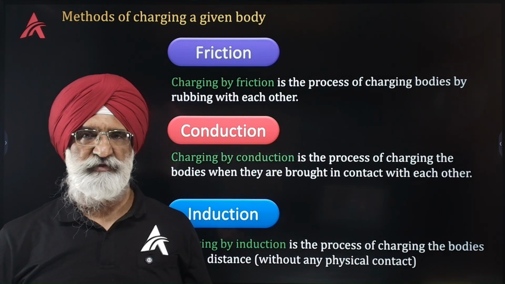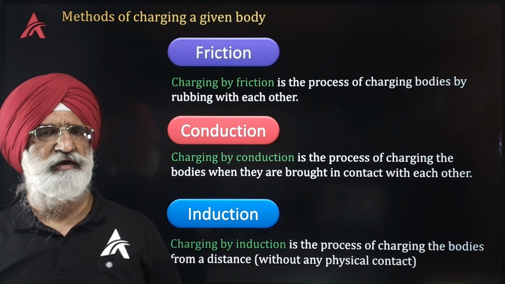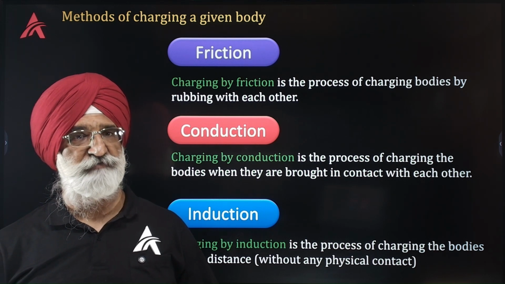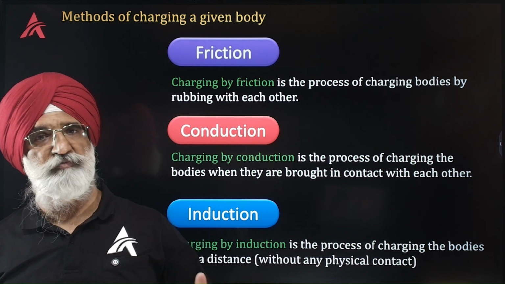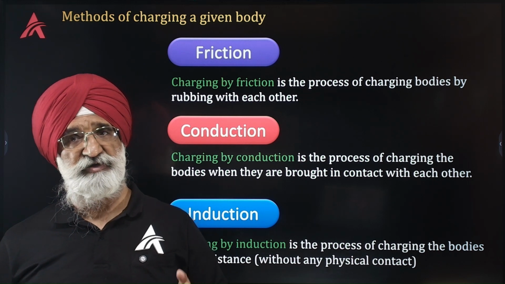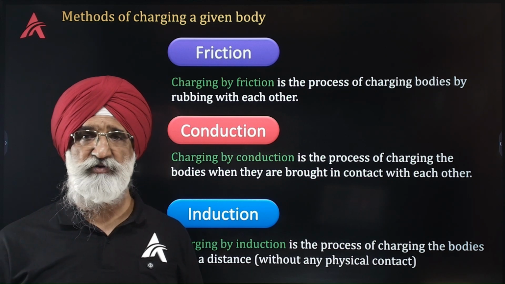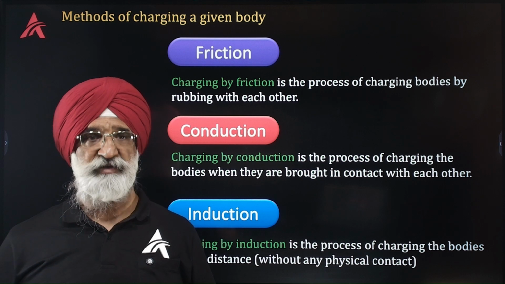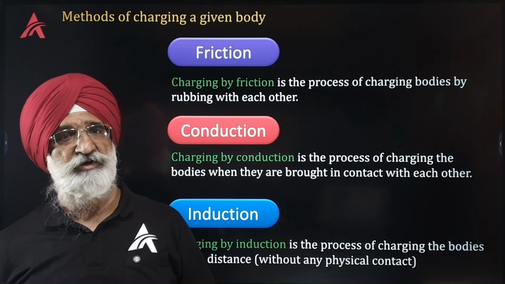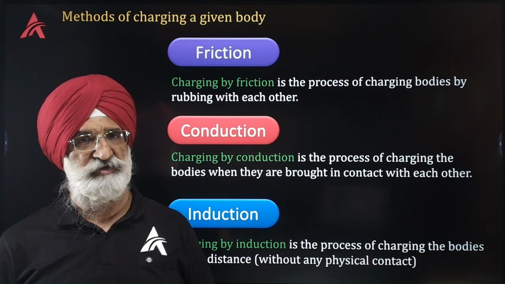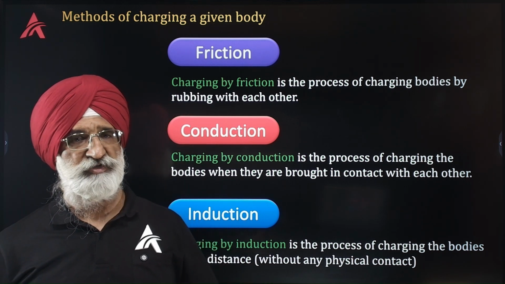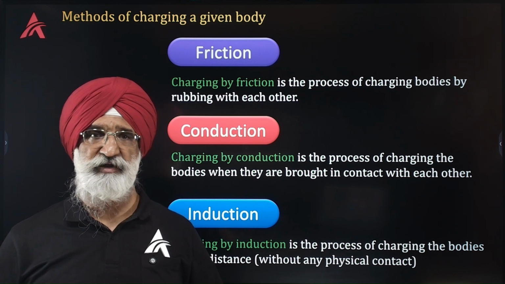Now let's explore the different methods of charging a body. There are numerous ways of charging a body. Three fundamental methods stand out. The first method is charging by friction. This involves rubbing of one body against another, causing a transfer of charge between them. The second method is charging by conduction. Here, a charged body is brought in contact with another uncharged body, resulting in the transfer of charge. And the third method is charging by induction. In this process, a body is charged without any physical contact. Instead, it occurs from a distance, relying on the influence of a nearby charged body on the other. We will dive into each method one by one in detail.